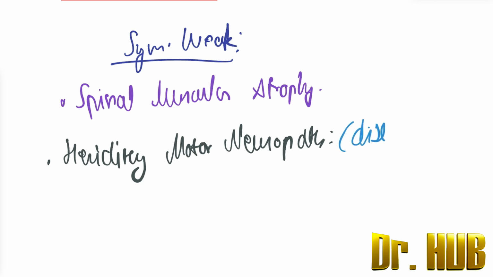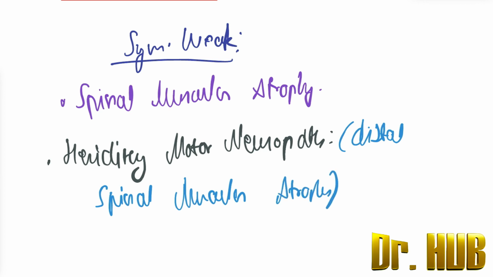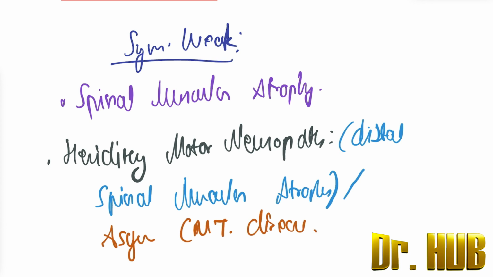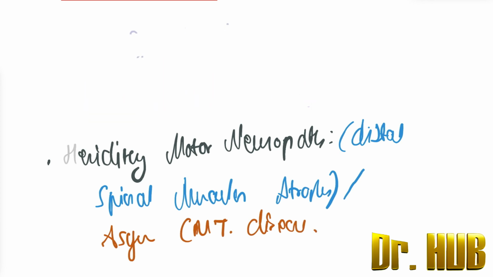Hereditary motor neuropathy includes the presence of distal spinal muscular atrophy, or the atypical Charcot-Marie-Tooth disease. We are calling it CMT, Charcot-Marie-Tooth disease. Now this is all with the symmetrical weakness.